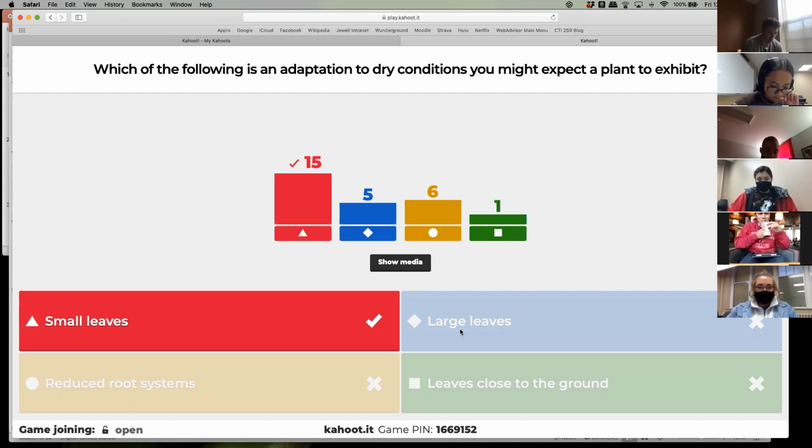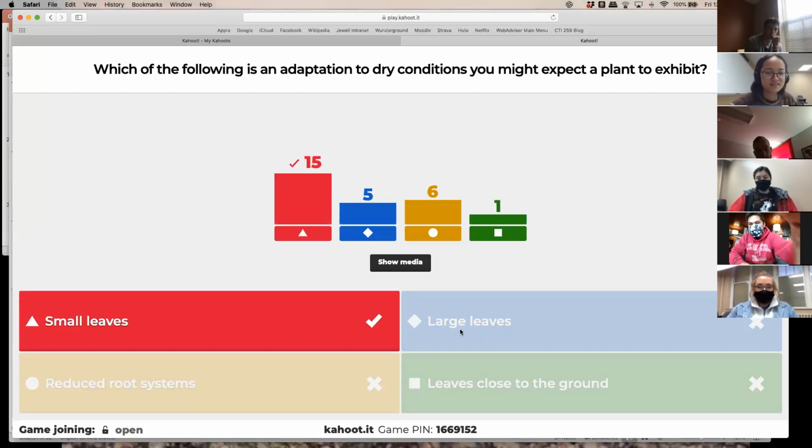Why would having reduced root systems not help you in dry conditions? Because you've got to reach deep to get the water. Okay, so if water is at a premium, you want to have extensive root systems to reach that water. Why would it be bad to have leaves close to the ground? Herbivorous animals could feed on those leaves. Okay, but does that have much to do with dry conditions? Oh, no, it doesn't. It has to do with interspecies interactions.